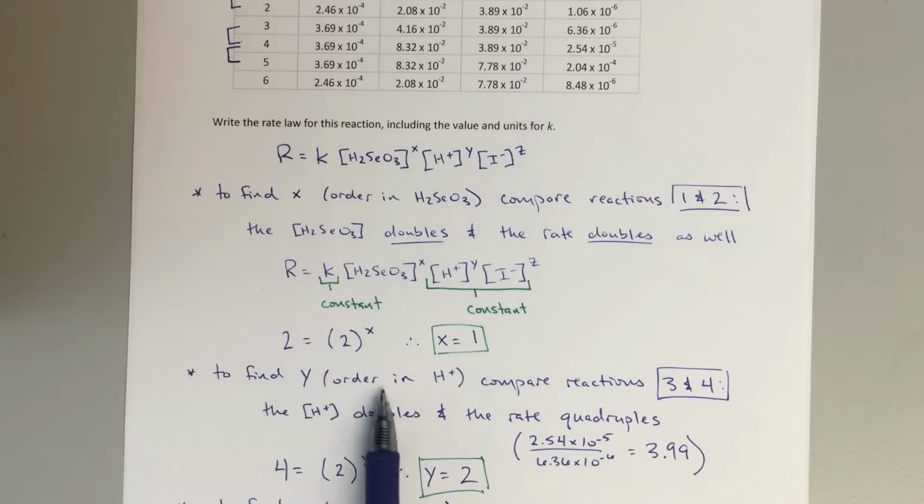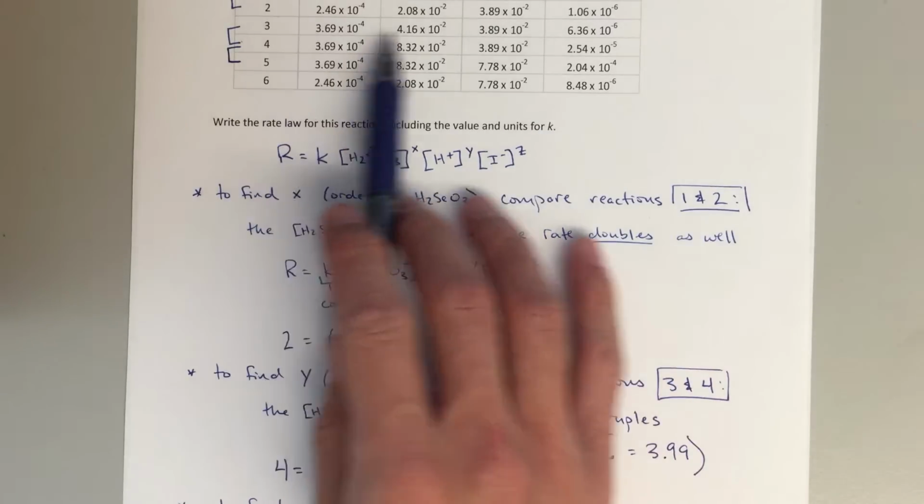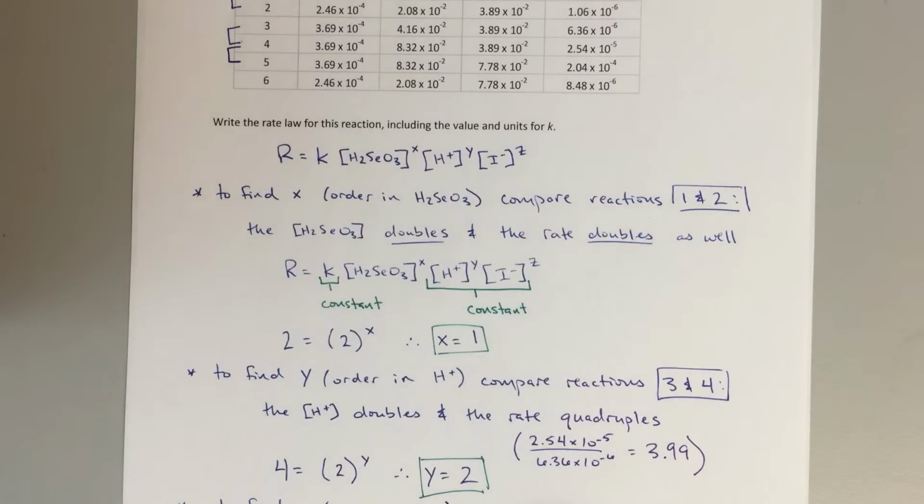To find Y, the order in H+, I'm going to compare reactions 3 and 4, just like I said earlier. 3 and 4, the only thing that's changing is my H+ concentration. So when I double that H+ concentration, the rate quadruples. So I'm taking 2.54 times 10 to the minus 5th, divided by 6.36 times 10 to the minus 6th, and I get 3.99. So essentially quadrupling, a factor of 4. That factor of 4, that's what I'm going to put in as my R value. So R equals 4, then 2 to the Y power, solving for Y gives me an order of 2.